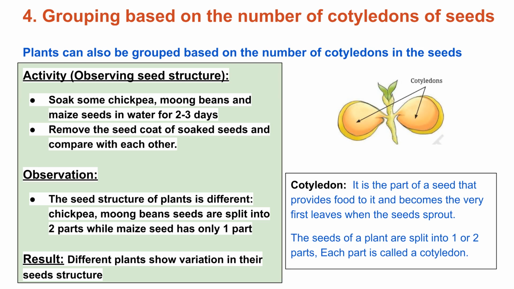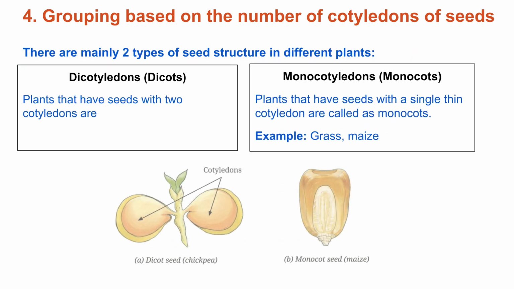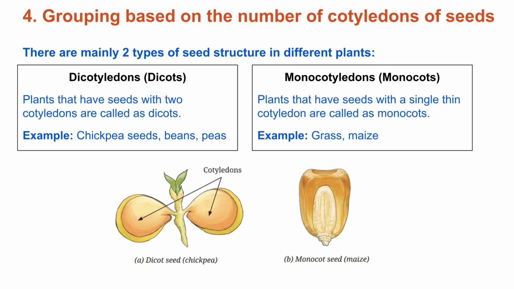To understand this better, let us perform an activity. We soak some seeds like chickpea, chana, mung beans, and maize seeds in water. When they get bigger in size, we see their structure. Sometimes sprouts also come out from it, and that is the cotyledon part. We observe seeds with either one part or two parts in this activity. So from this activity, we can say that different plants show mainly two types of seed structure.